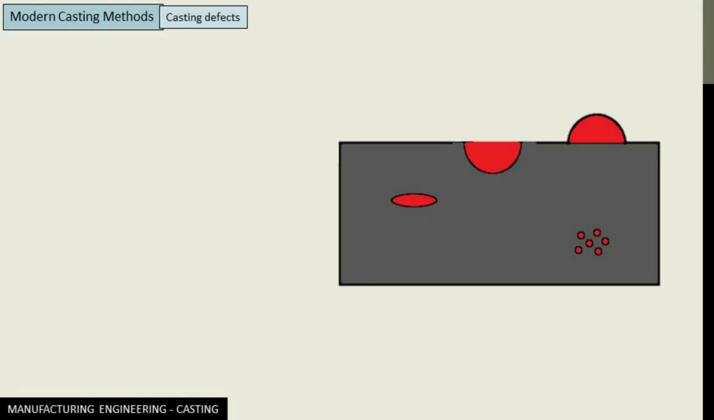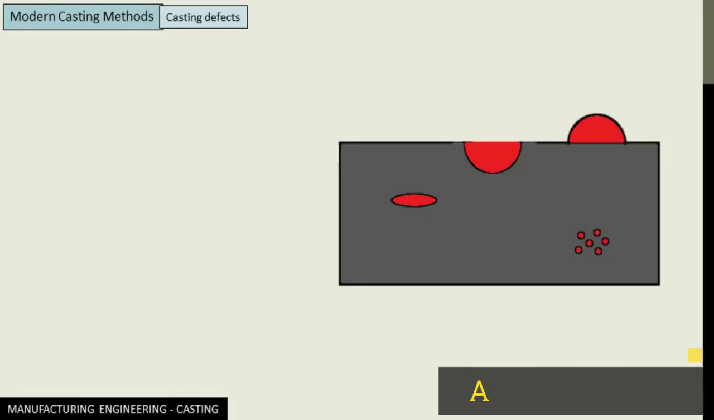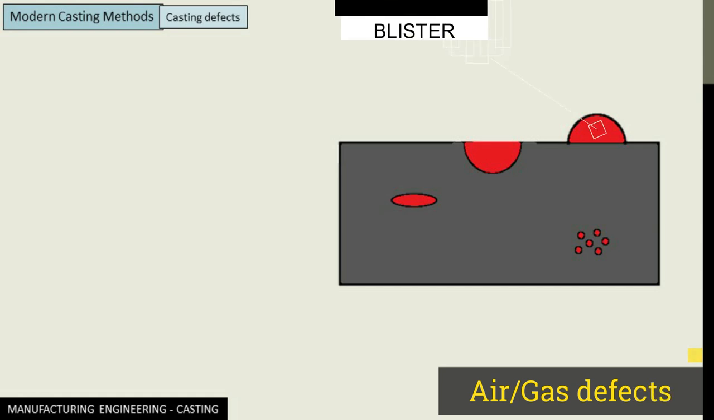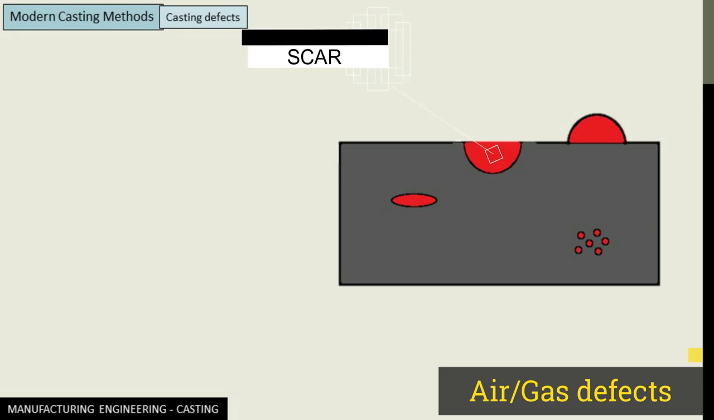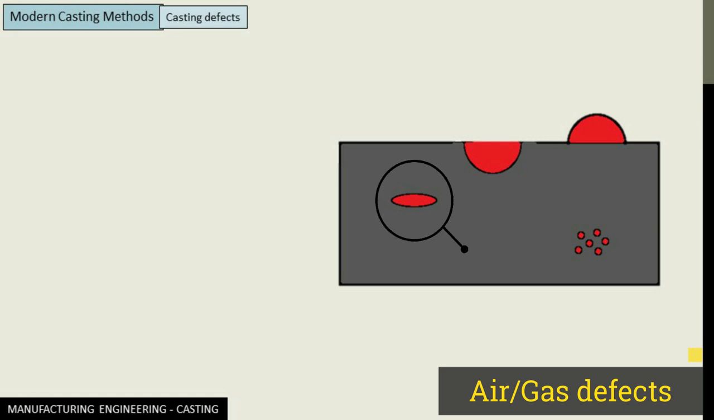Next we have a set of 4 defects which occur due to air bubbles. First being a blister, which is a presence of air or gas bubble near the surface of the casting. Then we have scar, which is the presence of air bubble on a flat casting surface. Inverted toe. Then we have the blowholes that we have already discussed.